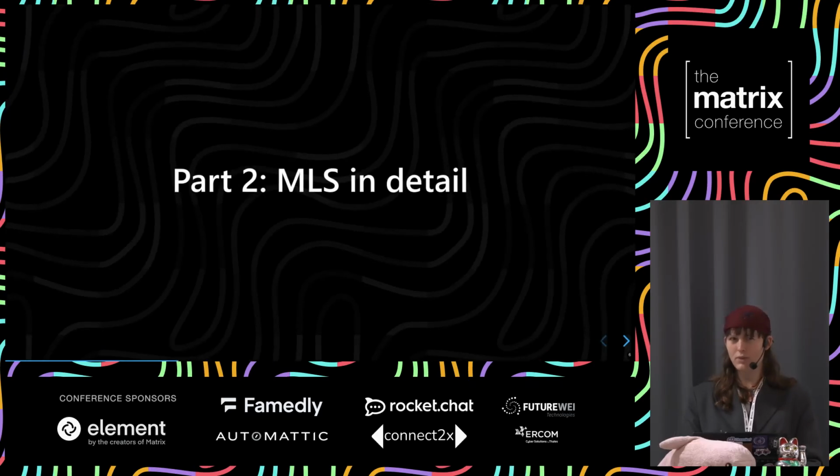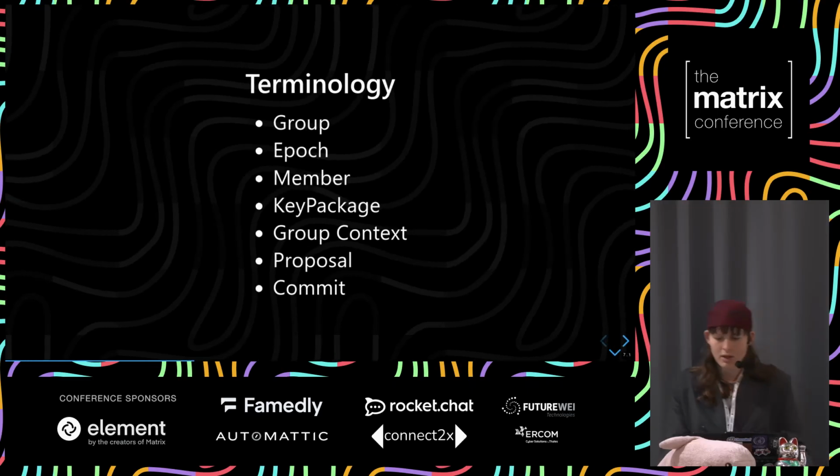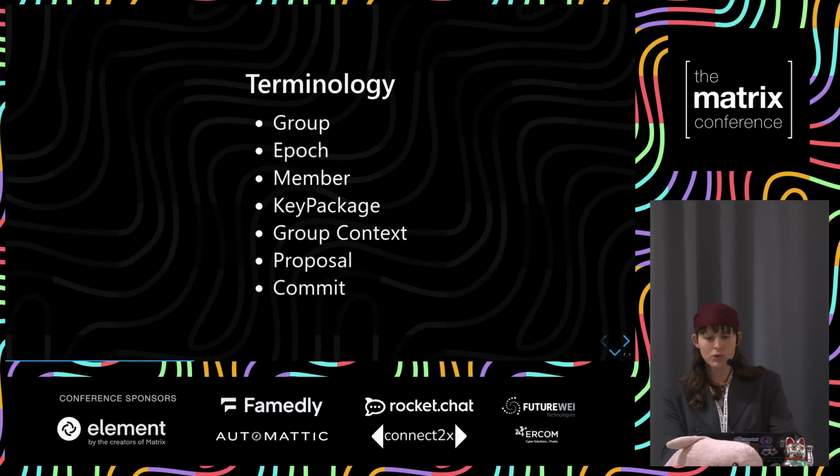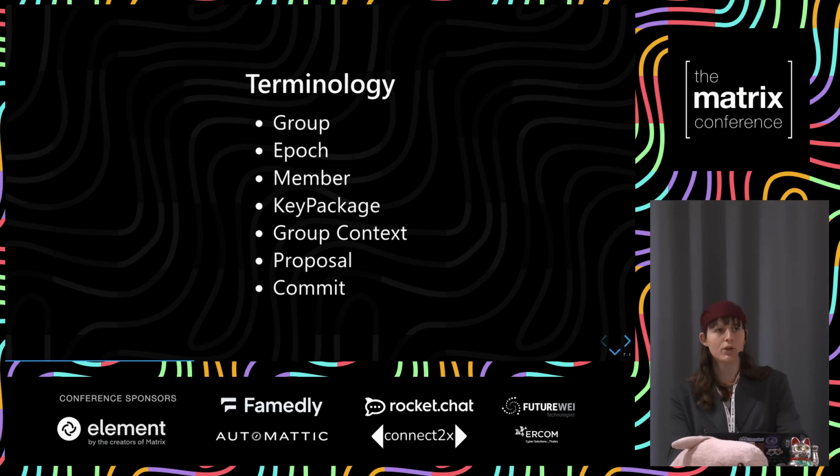So, what is MLS? MLS is short for Messaging Layer Security, which is an encryption standard used to encrypt messages in a digital way in groups. So yeah, let's have a look at it. MLS uses some very well-defined terminology in order to understand how encryption works in MLS: you have groups, you have epochs, you have members, you have key packages, you have group context, you have proposals and commits. So everything is a bit more clearly defined, but we will look at the difference at the end.